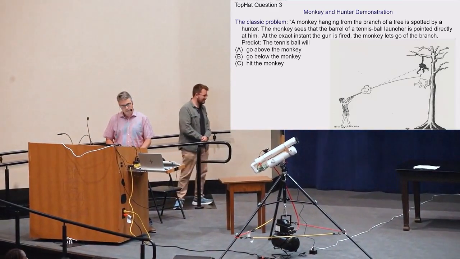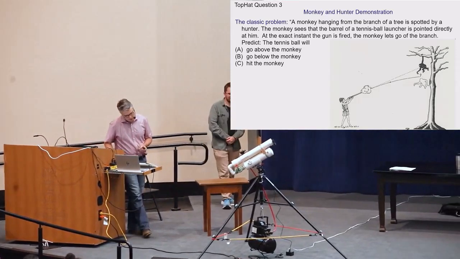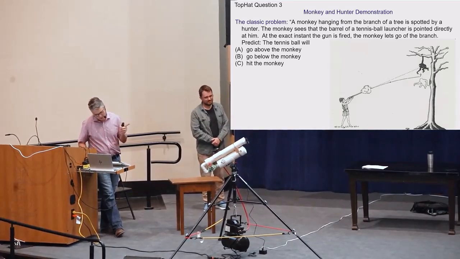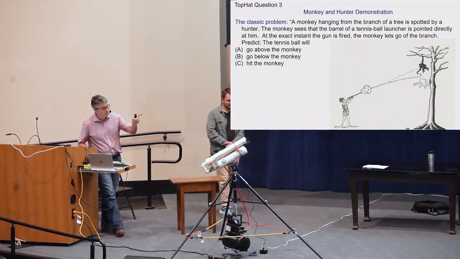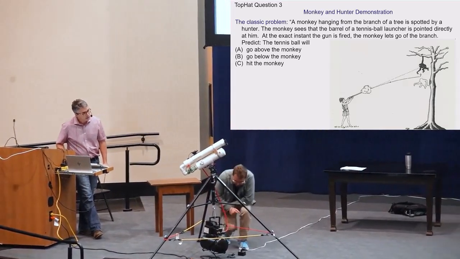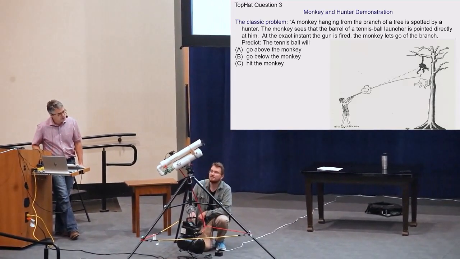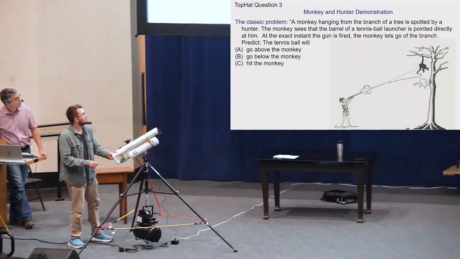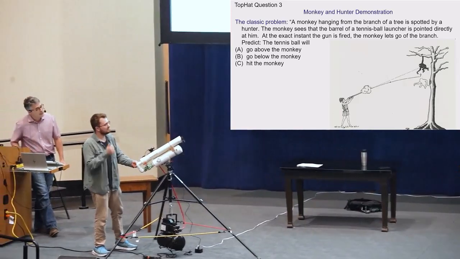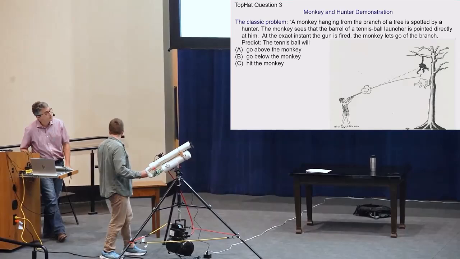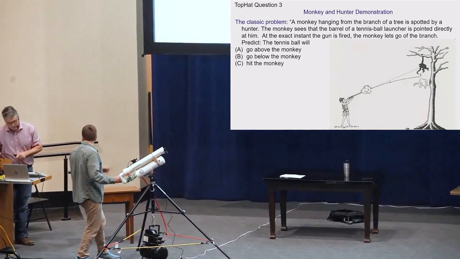so the classic problem is the monkey is hanging from the branch of a tree, is spotted by a hunter. The monkey sees that the barrel of the tennis ball launcher is pointed directly at him. So there's a laser pointer on there, aligned. Yeah, see the red dot? That red dot is parallel with the initial velocity of the tennis ball, and it's aimed right at him.